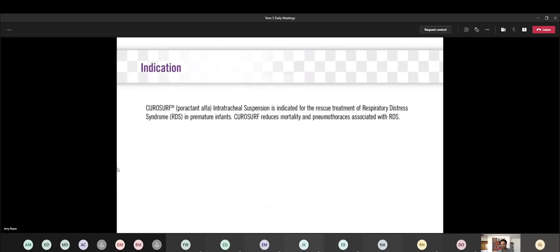Indication: CuroSurf Parectin Alpha intratracheal suspension is indicated for the rescue treatment of respiratory distress syndrome, RDS, in premature infants. CuroSurf reduces mortality and pneumothoraces associated with RDS.